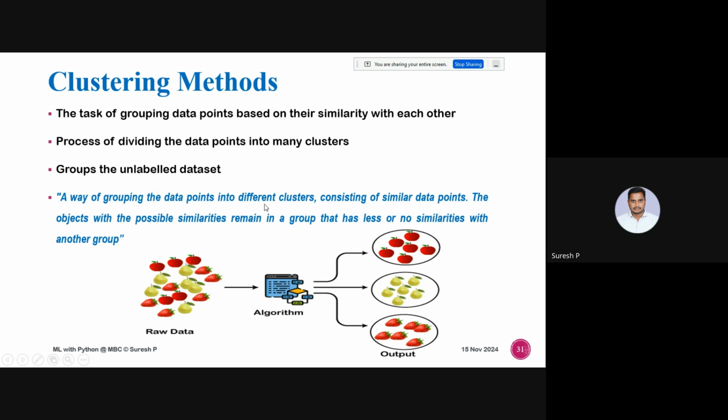For example, from this diagram you can understand the clustering process. Here we are giving raw data with different fruits, but we will not have a label saying which is apple and which is strawberry. That information will not be available. But based on some similarity measures, it may be color, size, or shape, based on some parameters, those fruits are grouped together, and this process is called clustering.